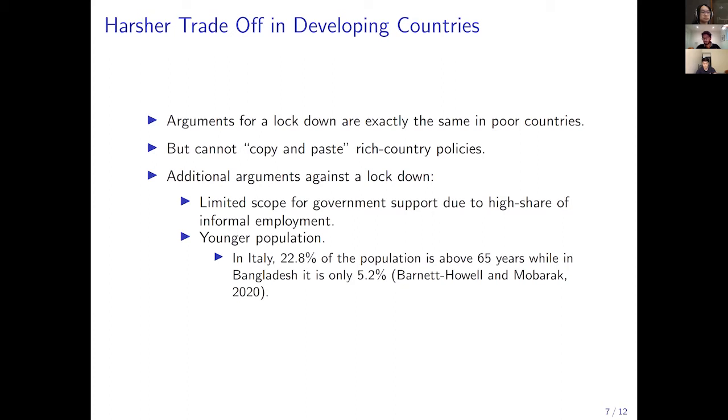Now, the other argument against a lockdown that is developing country specific is this idea that populations are much younger. So in Bangladesh, using Bangladesh as an example, about 5% of the population is above 65, whereas in Italy, it's close to 23%. And so some have argued that that's a reason why countries like Bangladesh should be in favor of less strict lockdowns. The counter argument being that if you look at the absolute number of over 65 individuals, there's more of them in Bangladesh than in Italy, simply because Bangladesh has more population. So it's true in the developing world, people are younger, there are fewer people who are above 65. But if you look at the absolute number of people above 65, there's a lot of them in the developing world. So this argument is perhaps not quite as strong.